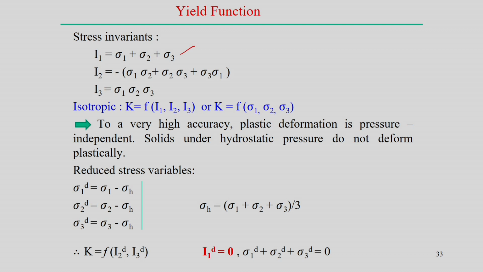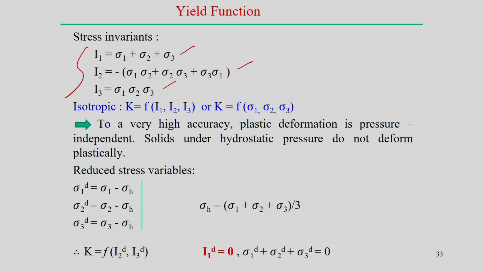Now, the stress invariants we have already discussed, but just for I1, in terms of the principal stresses, these are the stress invariants: I1 equals sigma 1 plus sigma 2 plus sigma 3; I2 equals sigma 1 sigma 2 plus sigma 2 sigma 3 plus sigma 3 sigma 1; and I3 is sigma 1 sigma 2 sigma 3. These are the stress invariants of this cubic equation.